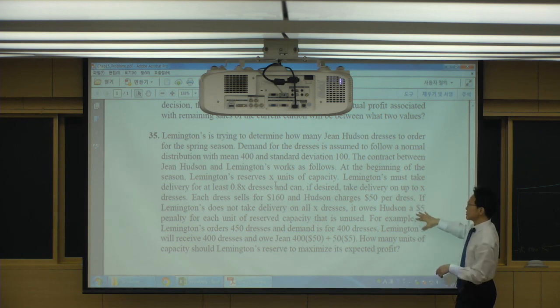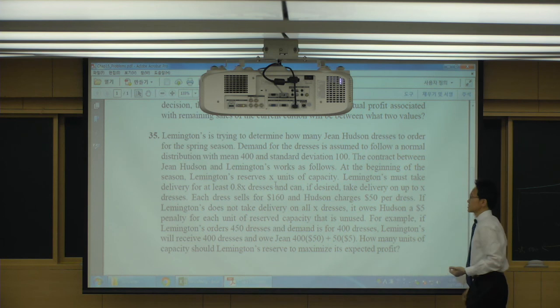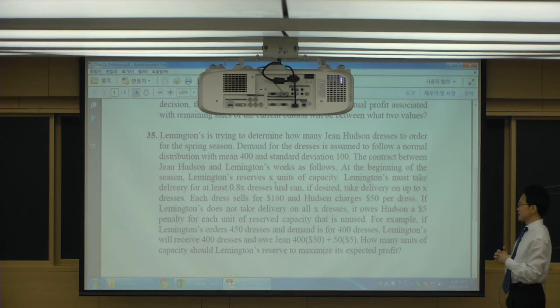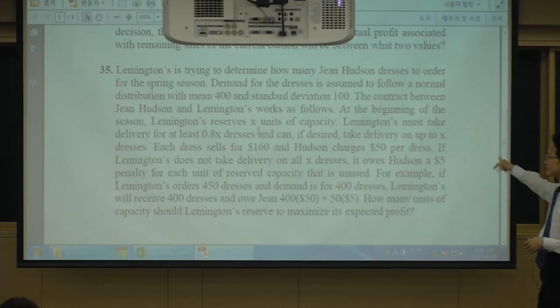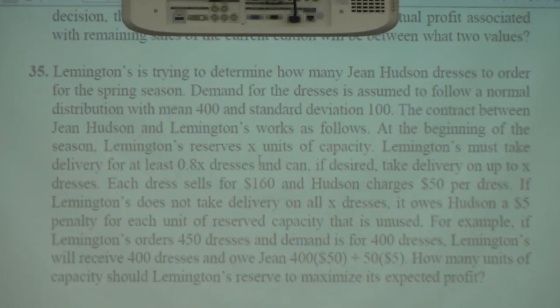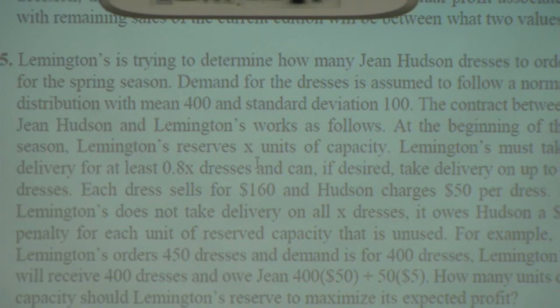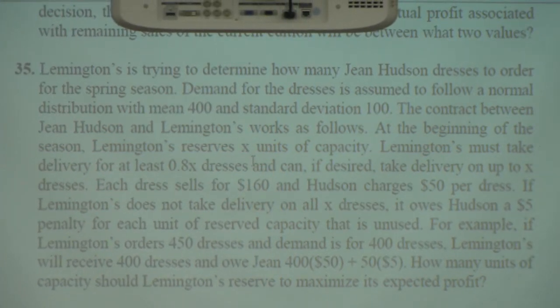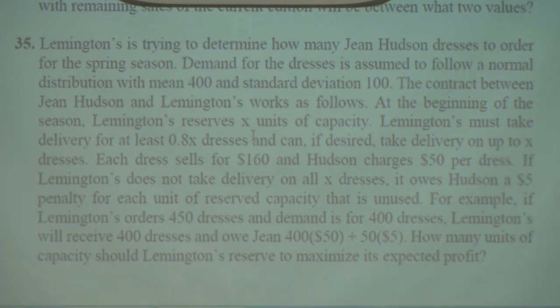But if you reserve a certain amount of capacity and you do not use the capacity completely, then you have to pay a penalty cost for the capacity you reserved but did not use. That's the example. Then the question is, how many units of capacity should I reserve? Should I make a reservation?